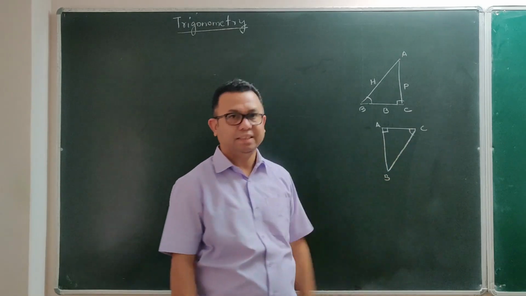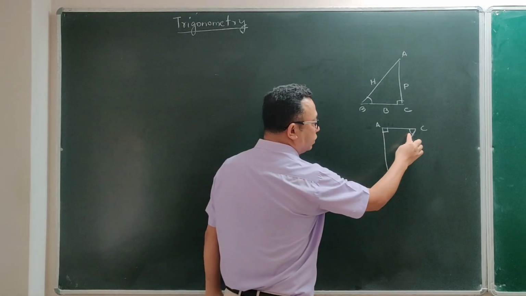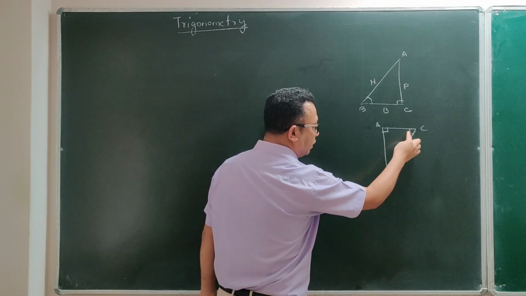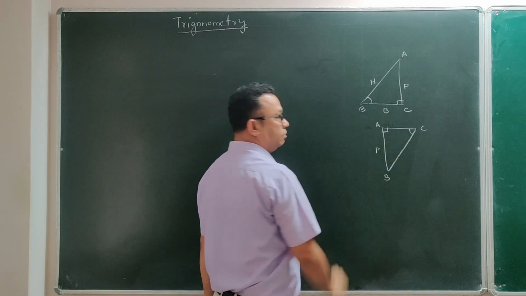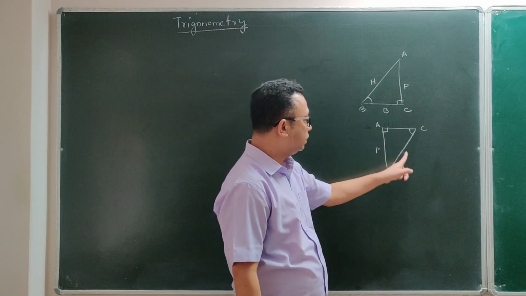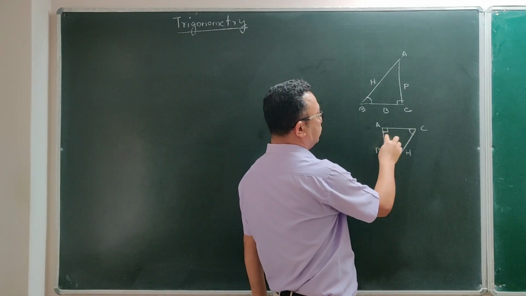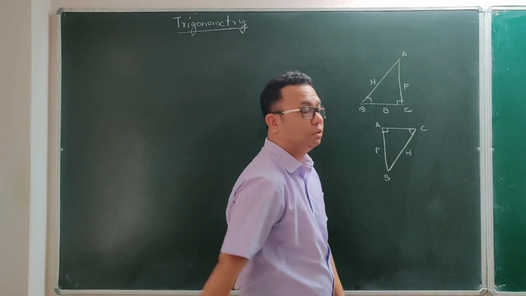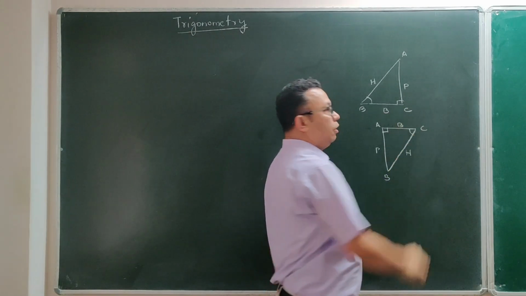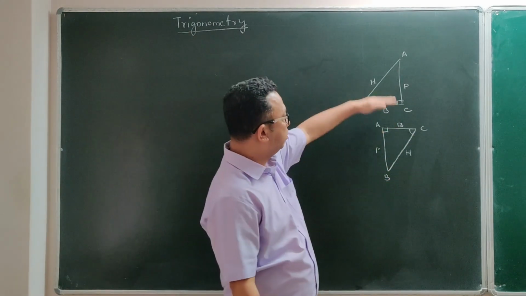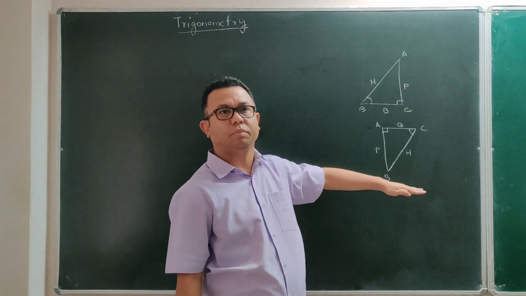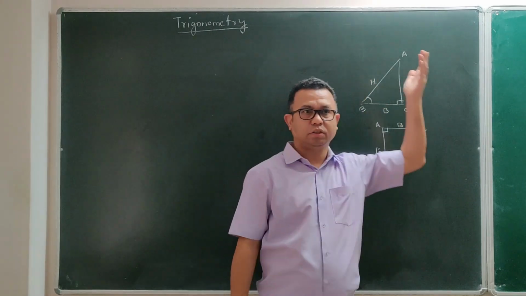So if it is about C, then opposite side to this angle of reference becomes perpendicular. Whereas 90 degree opposite, this side becomes hypotenuse, and the side which is touching both 90 degree and angle of reference is what is called base. Now you can see it doesn't mean that base should be on the lower side. Base can be on the upper side also sometimes.